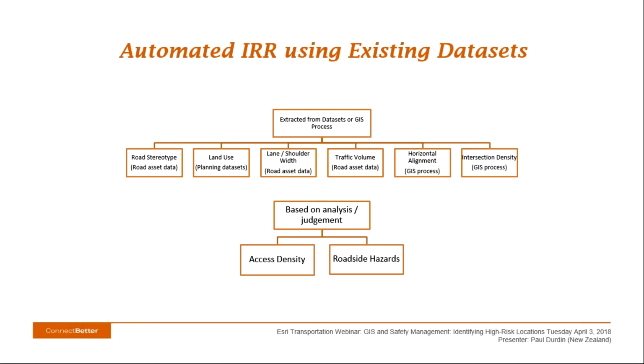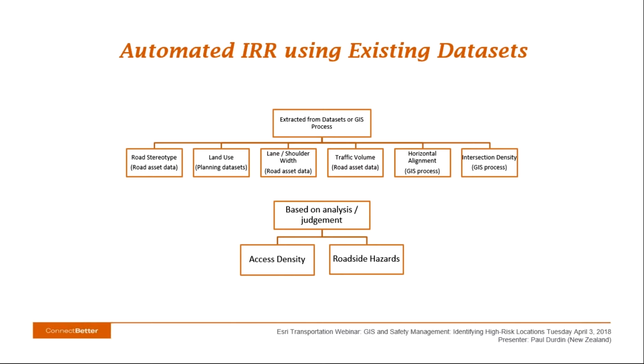Here's an overview of how all the IRR features are extracted from datasets. In New Zealand, we have a road asset dataset, which is used to extract the road type, lane and shoulder width, and traffic volume information. We use planning datasets to obtain land use information, and we use GIS processes to calculate horizontal alignment and intersection density.